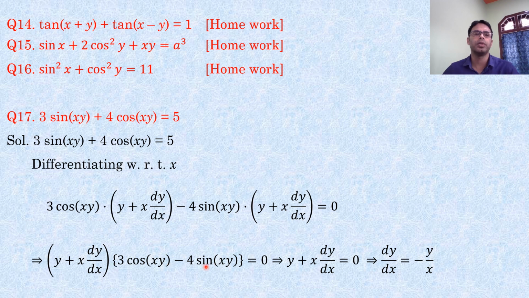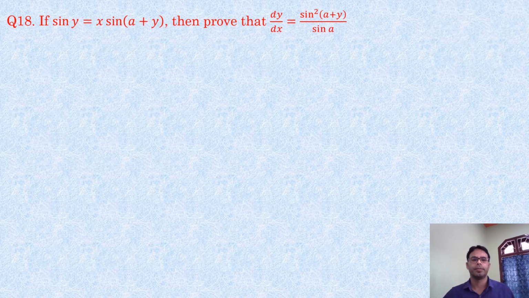should not be equal to 0, because this term is equal to 5, and that is why it cannot be equal to 0. It should not be taken as 0, because otherwise the answer will not come, because in that form it is 0 by 0. So this term cannot be taken as 0. So just divide by this term, and simply y plus x dy/dx will be there, and that will be the solution for the question.